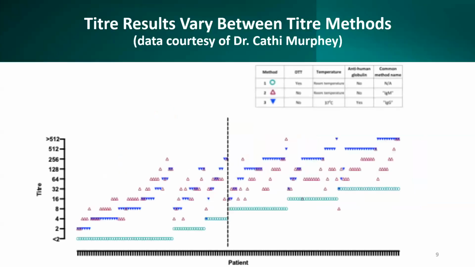This is blurrier than I anticipated, but these are data provided by one of our collaborators, Dr. Kathy Murphy. Each of these points is an individual sample from a renal transplant patient, tested by 3 different ways of doing agglutination. You can sift through the blurriness to see that for this exact patient, maybe this result using one titer method would be this by another titer method and this by another. The main takeaway of this slide is you can take the exact same sample and test it 3 ways and get different titers.